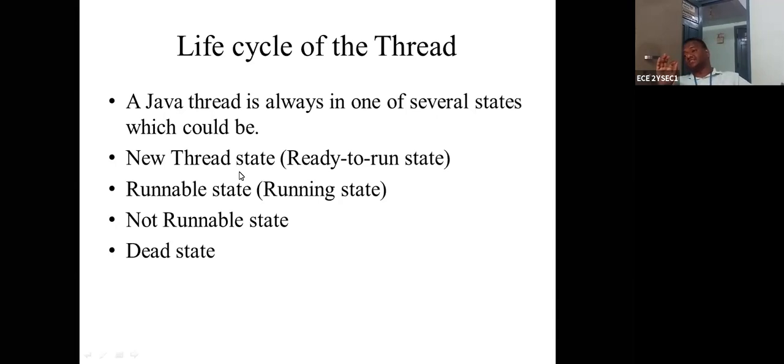Second step: creation of the thread is important, but after creation the thread does not implement itself. Once you initiate the thread, then it can start working. Otherwise, it is only in the creation stage. That is called the new thread state. So creation of the thread is the first step.